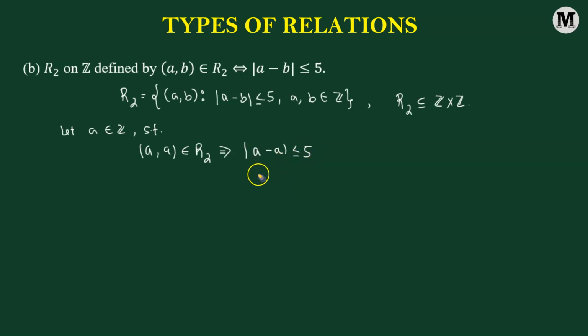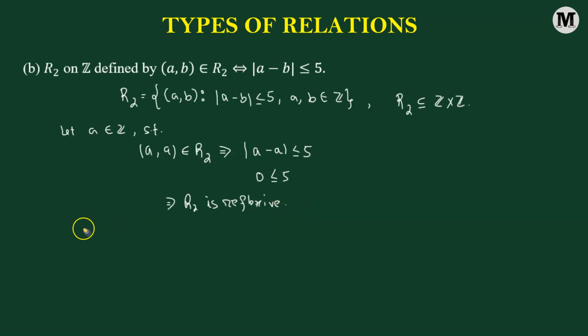The absolute value of a minus a is simply 0. 0 is less than or equal to 5. Yes, that's a true statement. So it is satisfying the condition, and this simply means that our relation R2 is reflexive. This is a reflexive relation on the set of integers Z.